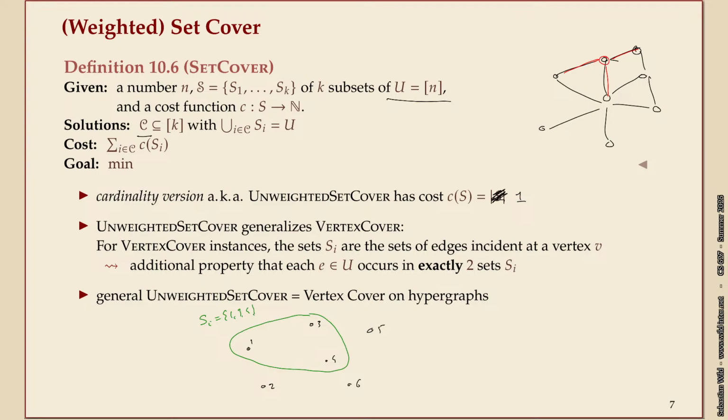And if you have a bunch of those hyperedges, maybe there's a few ordinary edges as well, then you can ask what's the smallest number of them that I have to pick to cover all the vertices. I guess these are the hyperedges.